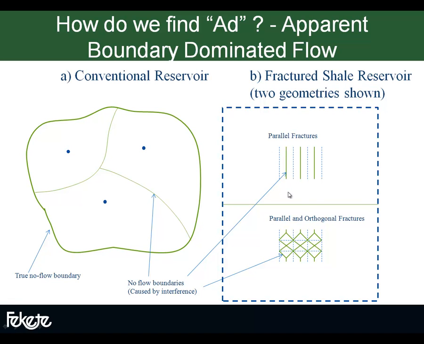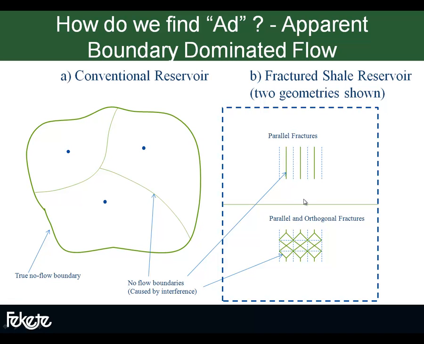And you can see there's two examples of this here. One where we have just a slab fracture model, or parallel transverse fractures, and the other one where we have parallel and orthogonal fractures. In this case, the boundaries actually are completely sealing in these matrix blocks, and this would be pure boundary dominated flow. In the case of just parallel fractures, it would be apparent boundary dominated flow, because we're still getting influx on the tips of the fractures.